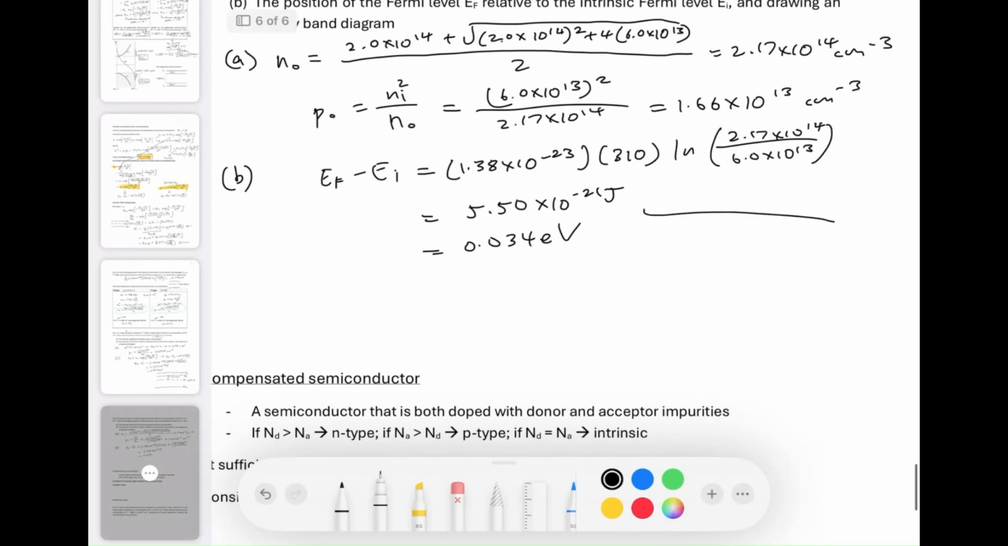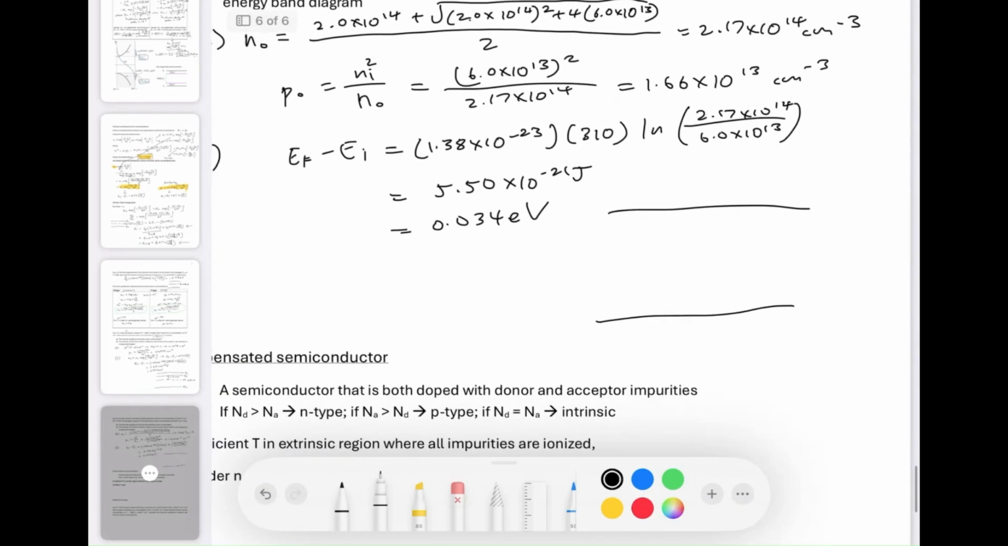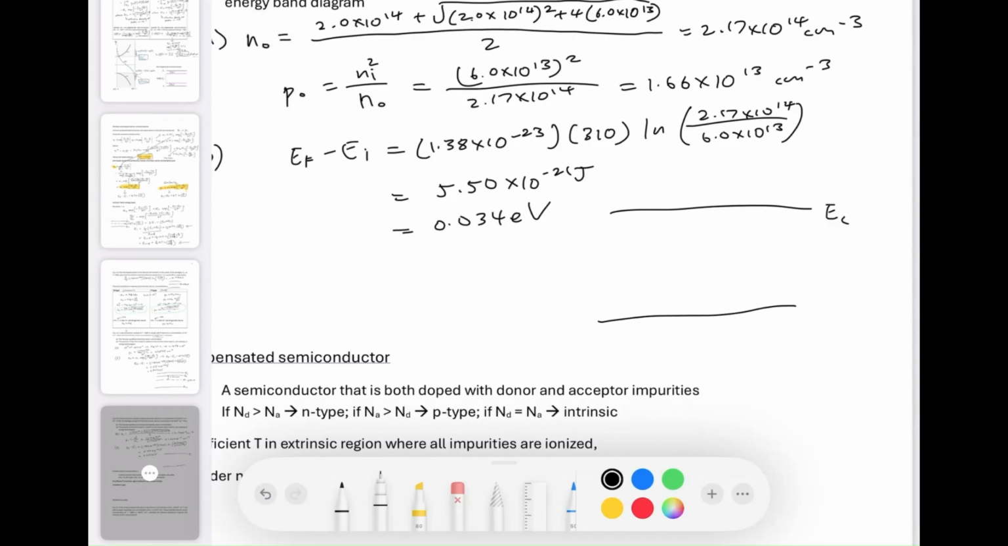So now let's draw the energy band diagram. Again, you can approximate E_i to be E_mid. And of course, E_F is here. By now you should have noticed that for an N-type semiconductor, the E_F lies slightly on top of the E_mid or the intrinsic, and for P-type it lies under the E_i or E_mid.